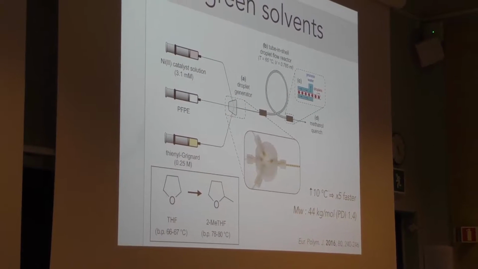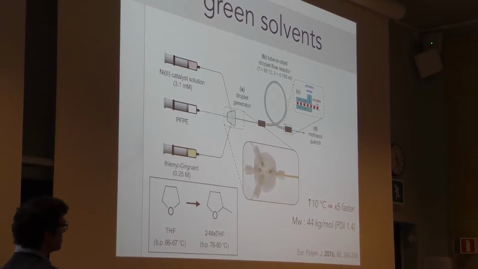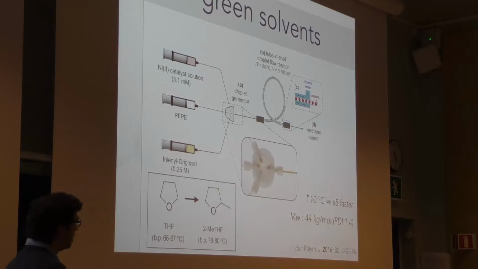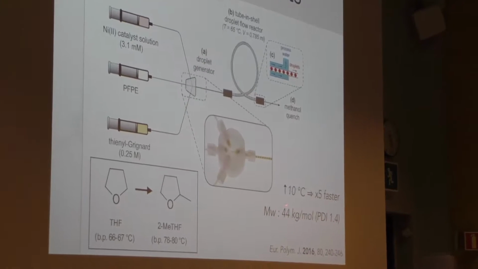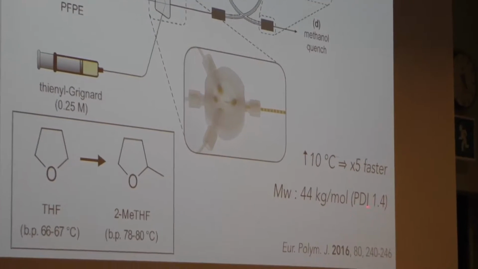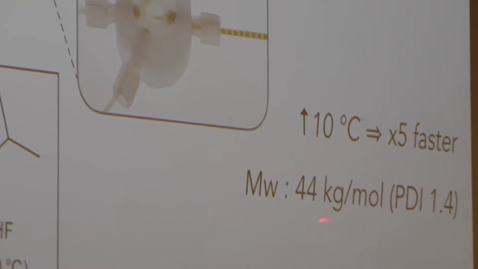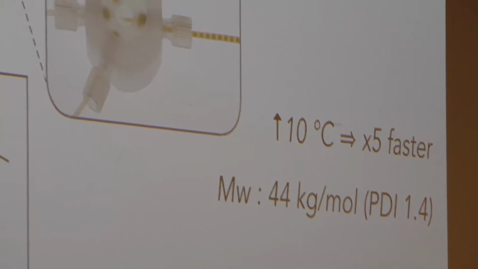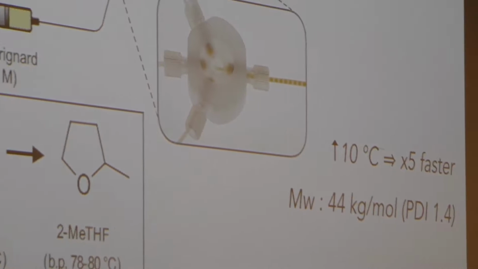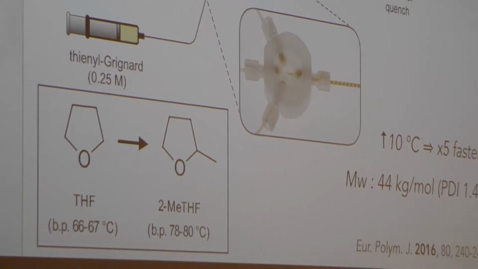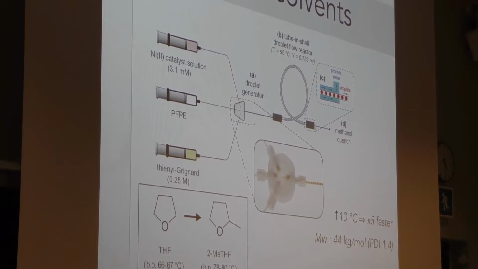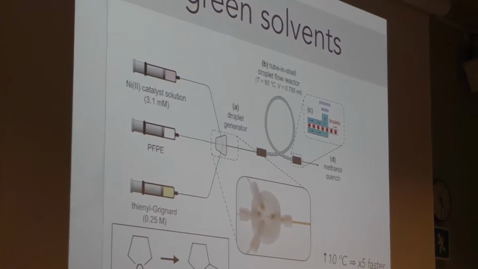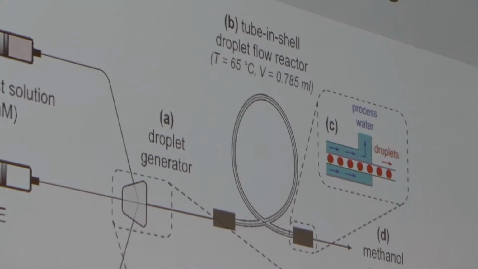So normally our reactions were around 5 minutes, and here we were able to get full conversion from monomer to polymer in under a minute without losing any control over the molecular weight and the polydispersity of the polymer that we produced. And so in switching to a green solvent, we've been able to improve the productivity of our reactors because a 5 times reduction in reaction time gives us a 5-fold increase in throughput in theory.